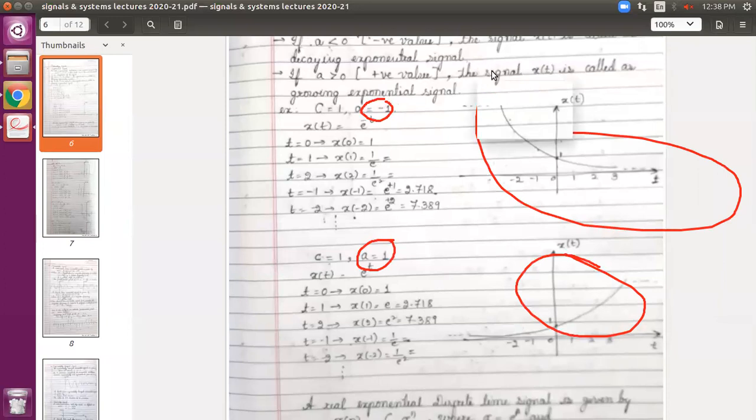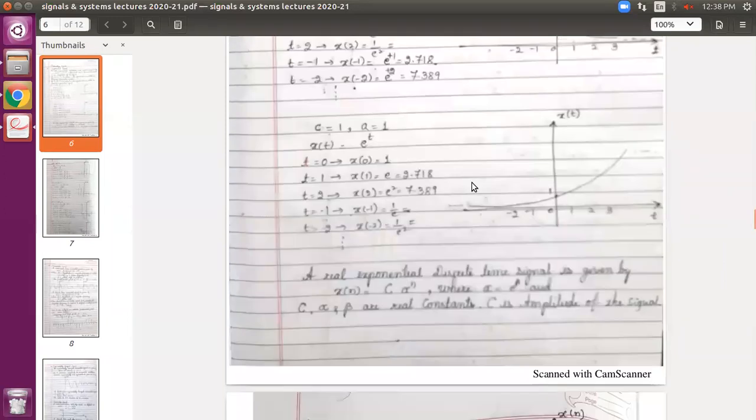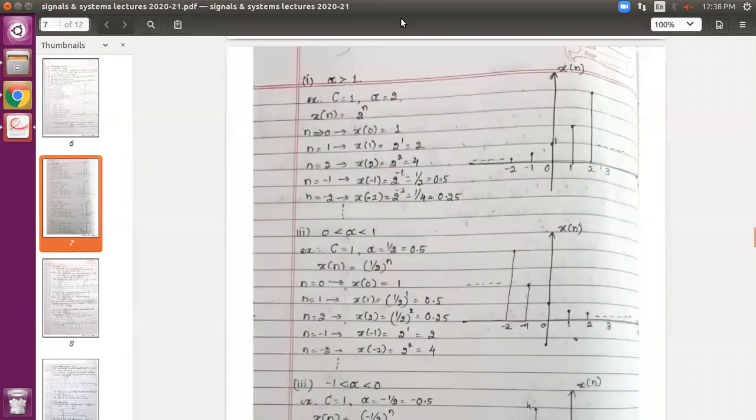Similarly, we can do this for first 2 cases of alpha values. First one, it is alpha value greater than 1. For second case, it is between 0 and 1. So it is exponentially increasing, exponentially decreasing. Now, 2 more extra cases will come here.